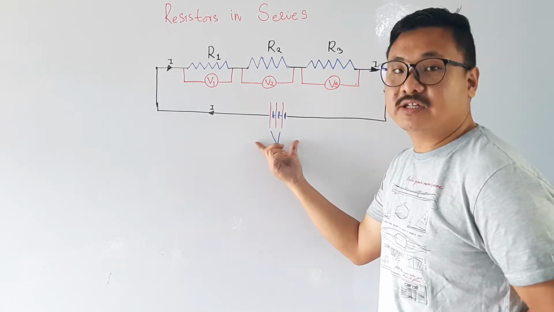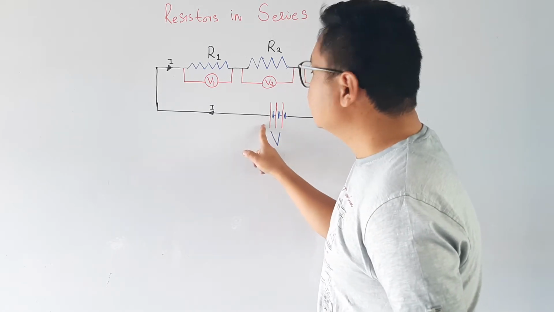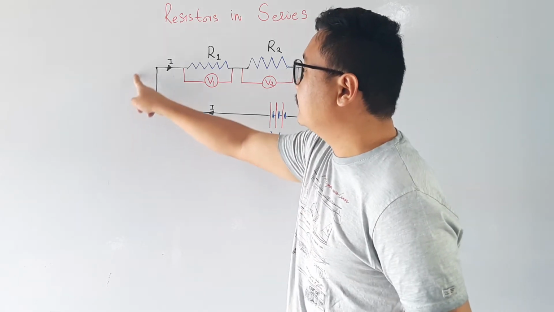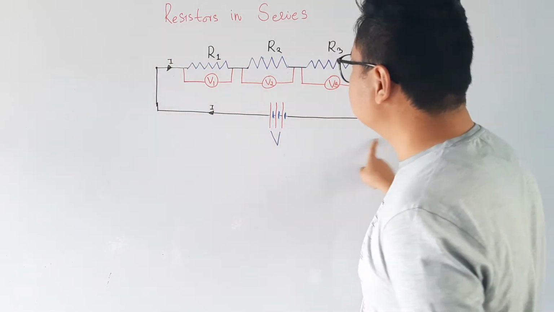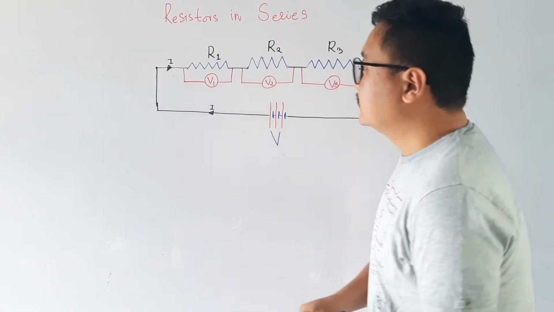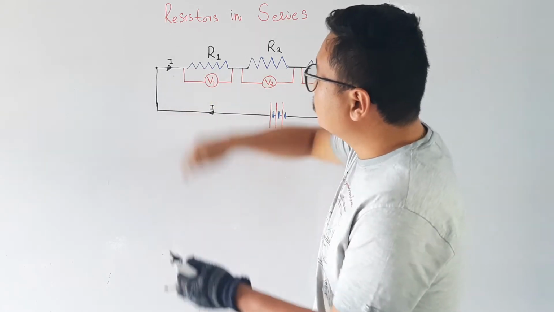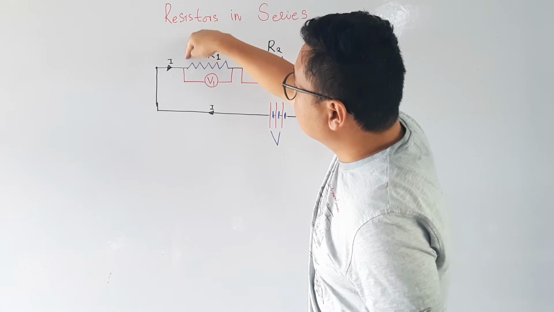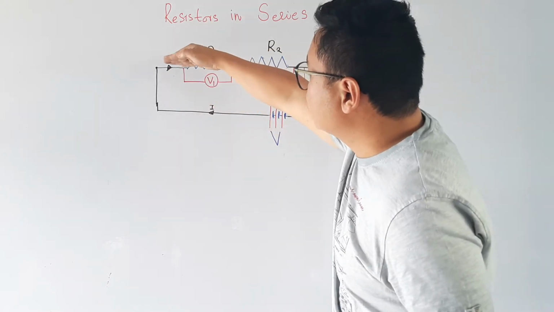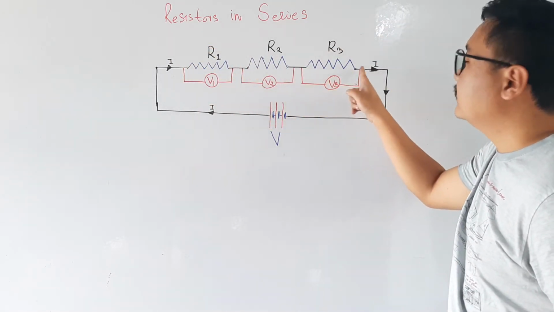This is the potential V, and from the positive terminal the current flows in this direction, and in this direction, and in this direction, and we know that in series the current will remain the same. This current will go and come here. From this point the current has nowhere else to go. It cannot go this side, it cannot go this side, so the same current will keep flowing.